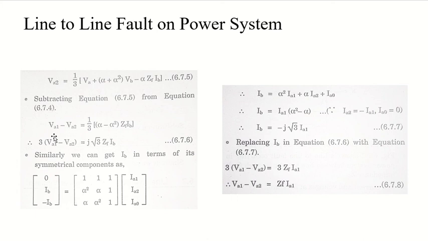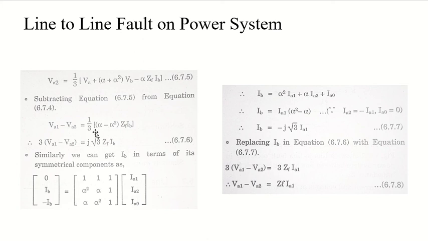So same way, you will take the subtraction of VA1 and VA2, and you will get this value. And again, the value of alpha minus alpha square, I told you in the last class as well, is j into root 3. So you will put j into root 3 here. And after that, you can find the value of IB. To find the value of IB, you have to take the inverse of matrix A. So you will take the inverse of matrix A into the symmetrical components. And again, doing the multiplication, you can find the value of IB, which will be IA1 into alpha square minus alpha.